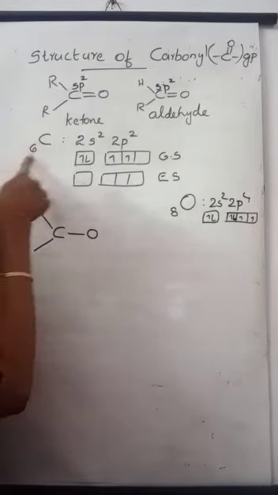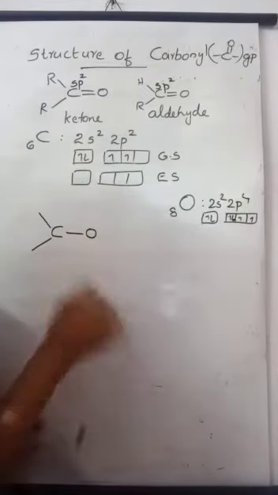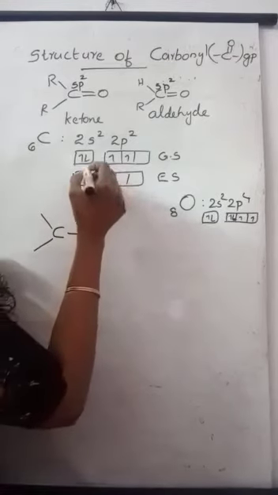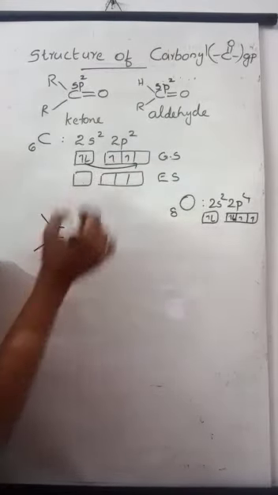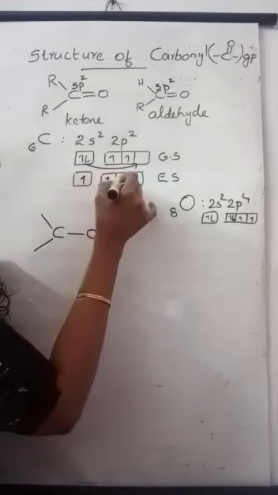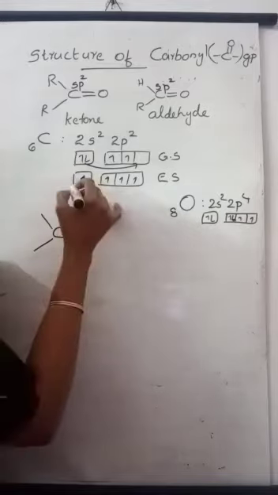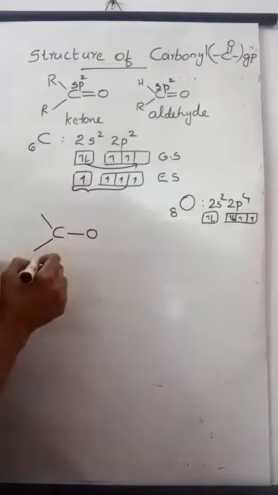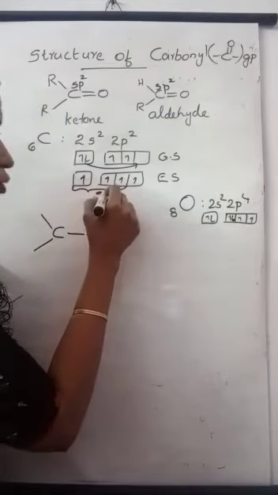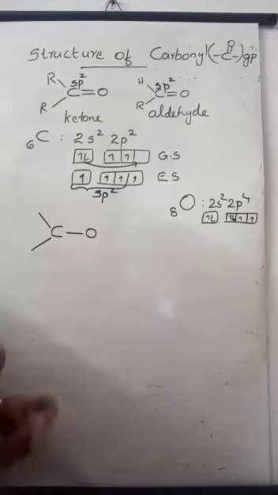Atomic number 6, 2s2, 2p2. This is the ground state electronic configuration. In the excited state, what happened? One of the 2s electron get excited to the empty p atomic orbital, so that the configuration becomes 2s1, 2p3. Now, out of these 4 half-filled atomic orbital, 3 would undergo sp2 hybridization, producing 3 sp2 hybrid orbital.